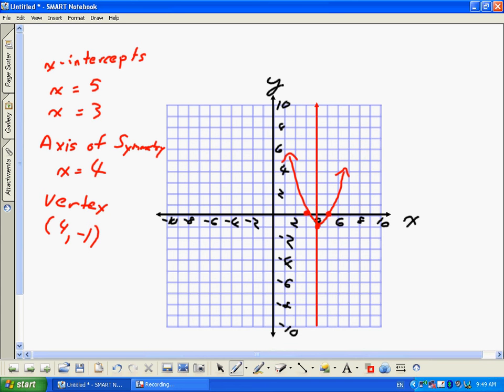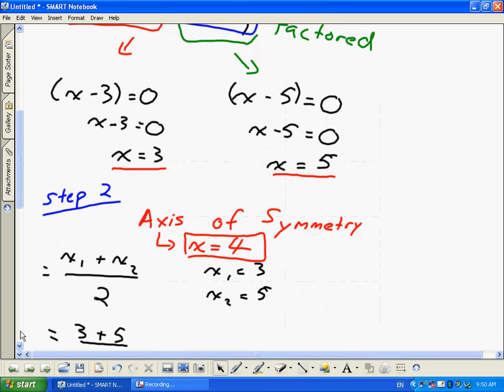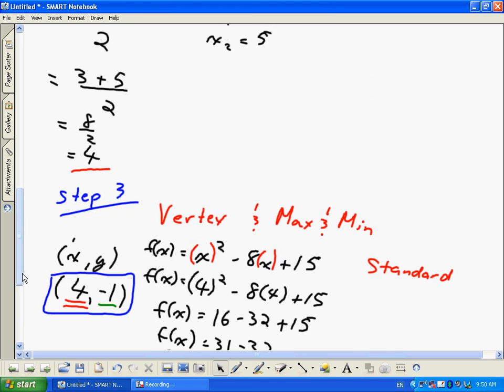Now that I've done that, I can tell if this is a max or minimum. Who knows what it's going to be? Minimum. This is the lowest point. Right here, this is the lowest that our parabola goes. If we go left to right, that's the lowest point it goes. So that's its minimum value. It doesn't go any lower. It'll go forever upwards.